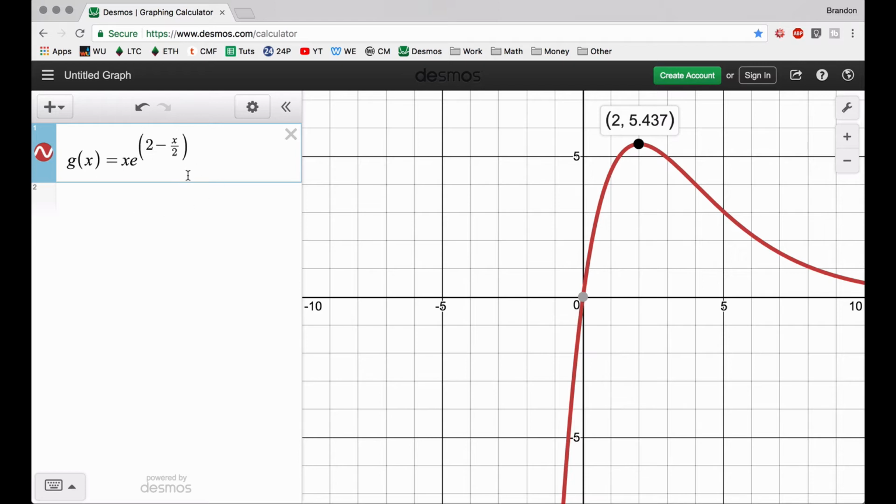And here we have this g of x, and for values of x from negative infinity all the way up to 2, our function is increasing. And then from values of x from 2 on to positive infinity, the function is decreasing here. And as you can see, at 2, we have this maximum value of 5.437.